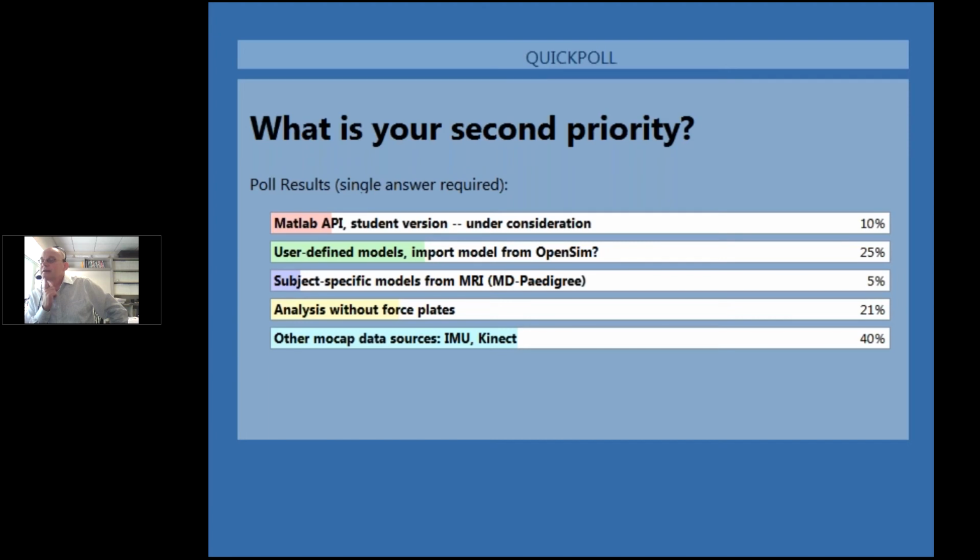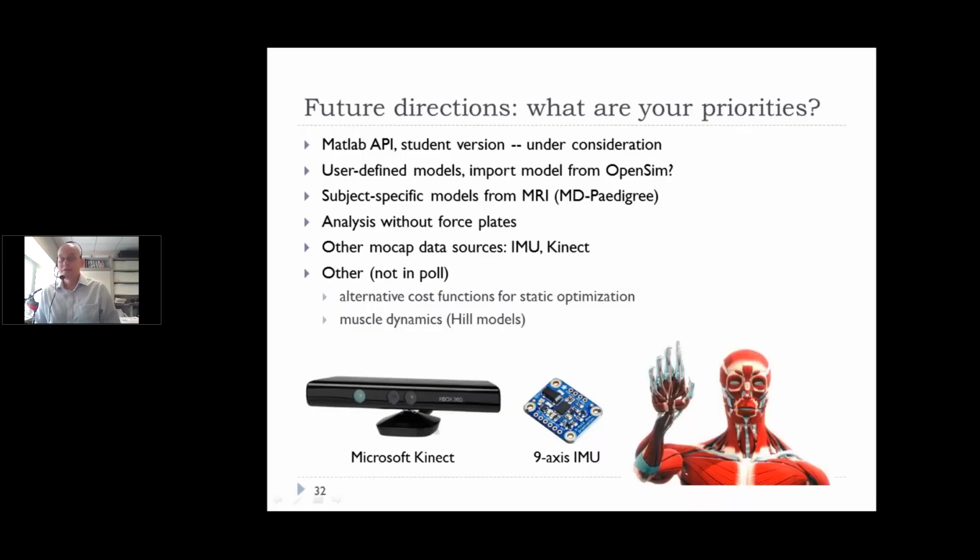And it looks like there's a strong interest in other motion capture technologies. And that's very good to know. And then the second place there would be the user-defined models. So this is very useful information for us, and we will definitely process that and use that in deciding what the priorities are.